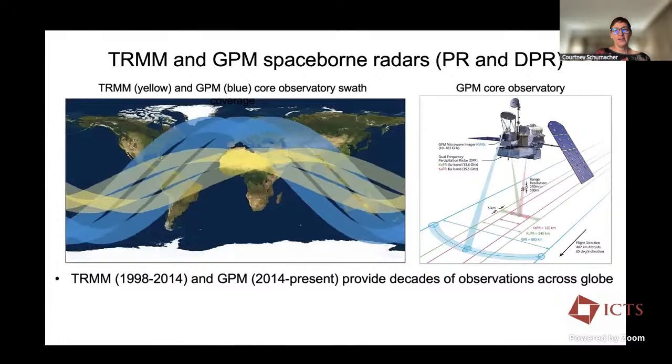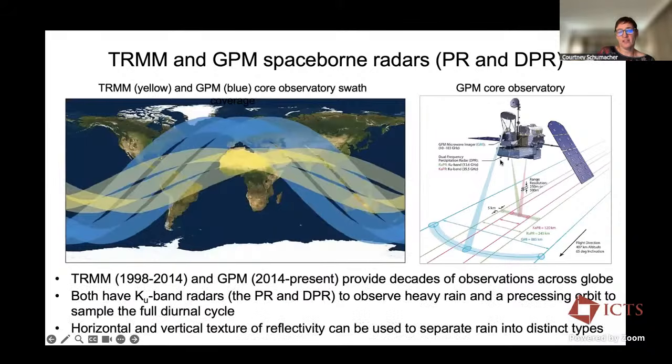So I'm going to talk a little bit more about this radar, because I'll be showing you a lot of images. This is radar in space. So hopefully some of you are familiar with TRMM and GPM. It's a NASA Japanese joint mission. And it's provided decades of observations across the globe of a number of instruments. And the one I'll be focusing on is the radars, the PR and the DPR. They both have Ku-band radars, so it's about 2 centimeters.